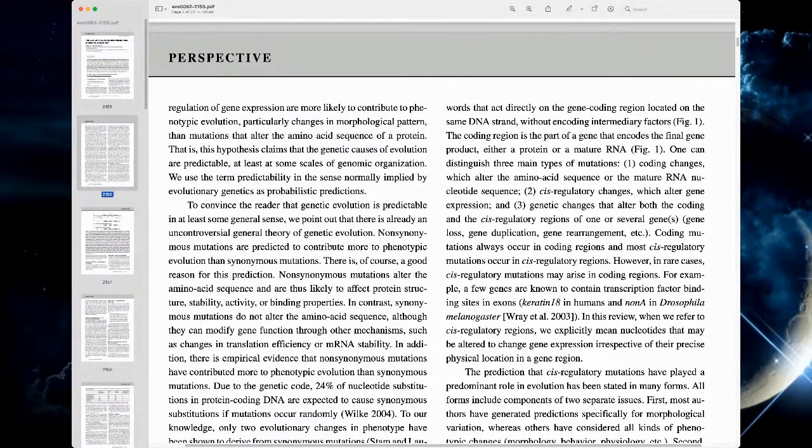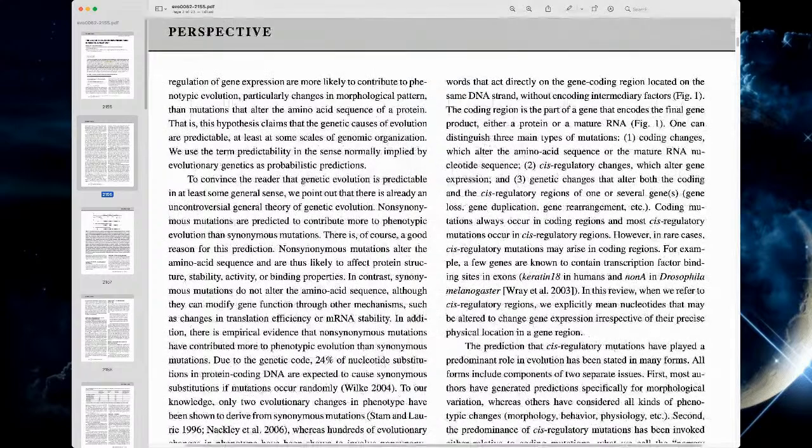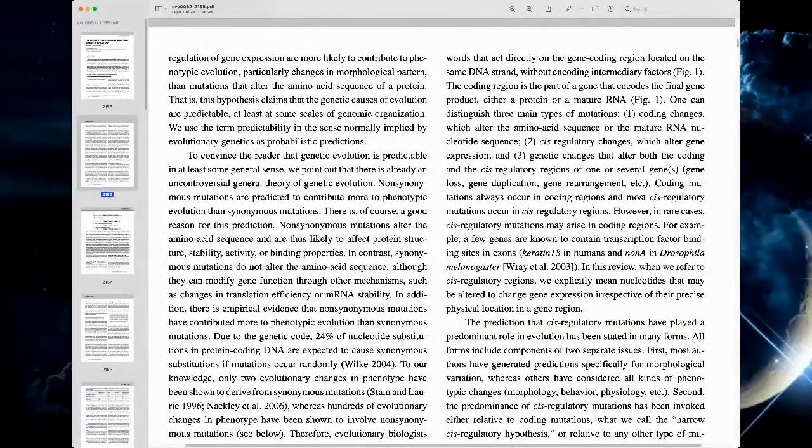Right. There's, of course, a good reason for this prediction. Non-synonymous mutations alter the amino acid sequence, likely to affect the proteins. In contrast, synonymous mutations do not alter the amino acid sequence. They can modify gene function through other mechanisms, through changes in the translational efficiency. Of course, there we run into ribosomal pausing and that possibility. In addition, there is empirical evidence that non-synonymous mutations have contributed more to phenotypic evolution than synonymous mutations. Yes, we would guess that, because it's going to change the protein shape.